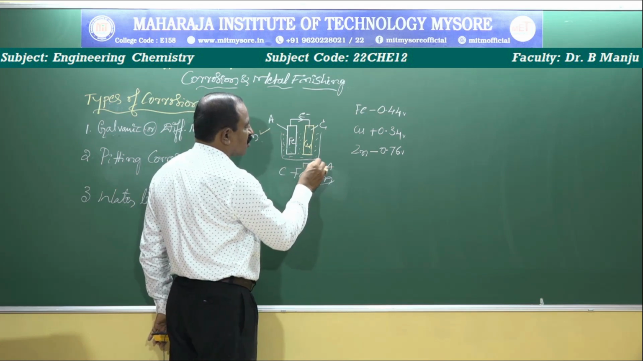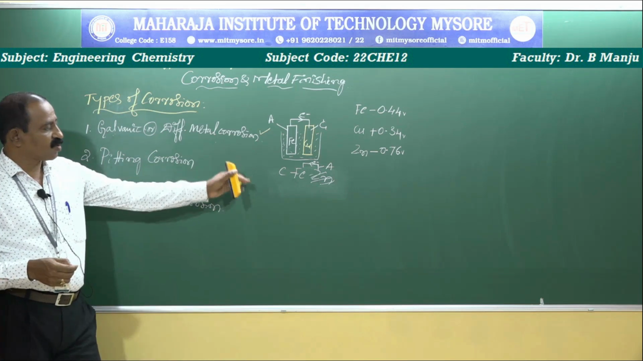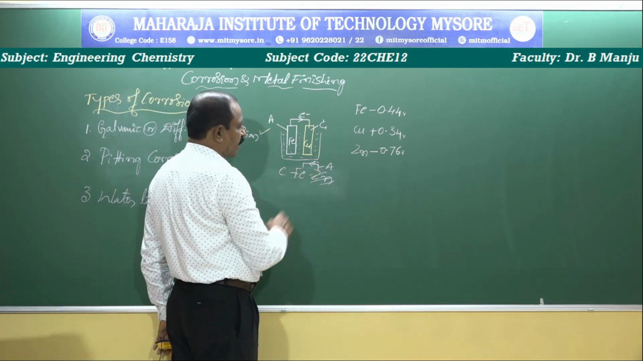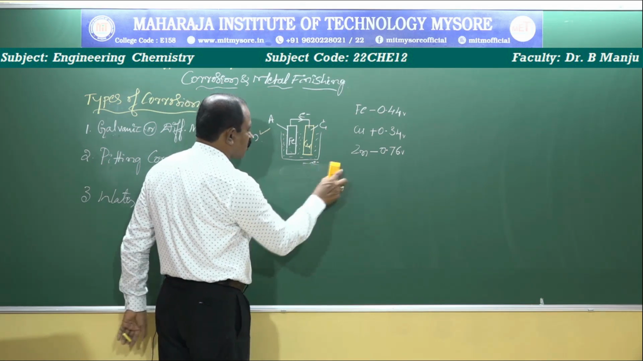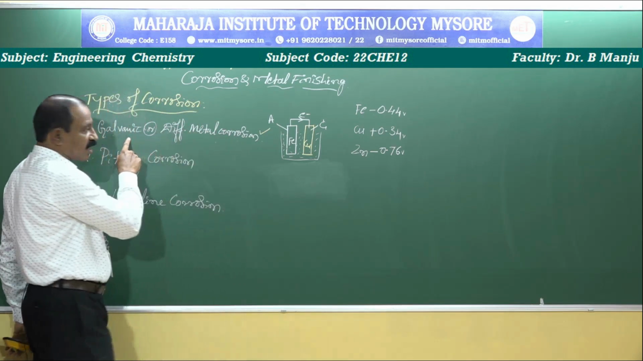Here also electrons are transferring from anode to cathode. Always electrons are transferred from anode to cathode, and current flows from cathode to anode. Corrosion current is created here. This type of corrosion is called differential metal corrosion or galvanic corrosion.